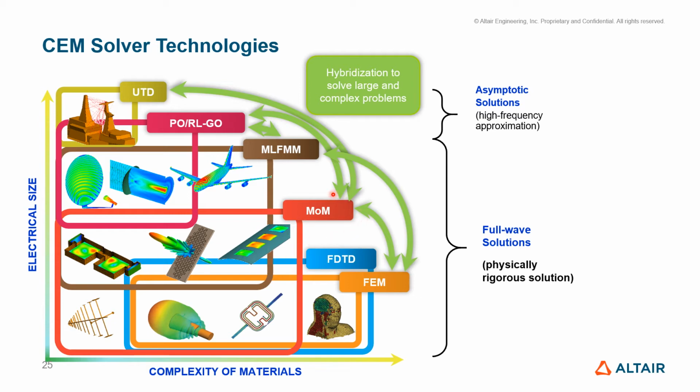Then one can apply method of moments, for slightly electrically larger structures, but less complex, and then MLFMM, even higher in electrical size. And then comes the asymptotic solutions, physical optics, ray launching geometrical optics, as well as uniform theory of diffraction. And these arrows represent hybridization of FEM with method of moments, FEM with MLFMM, and so on and so forth, method of moments with physical optics, and UTD and RLGO.